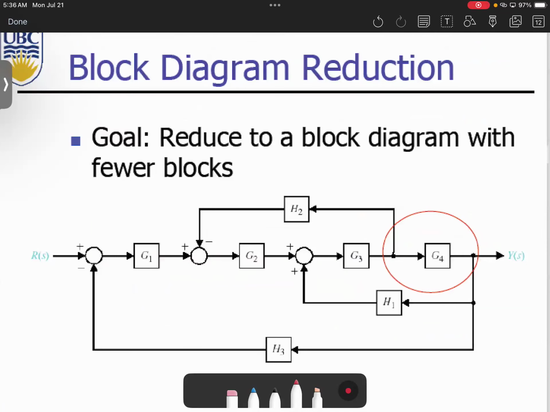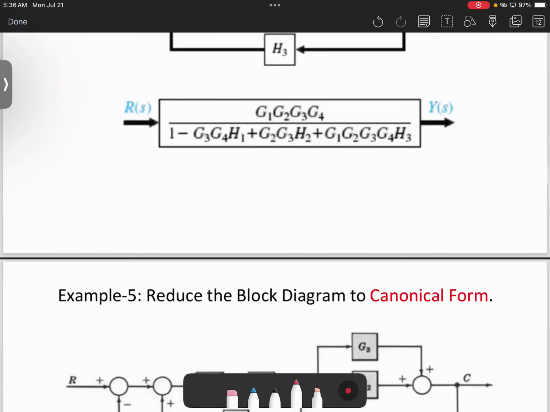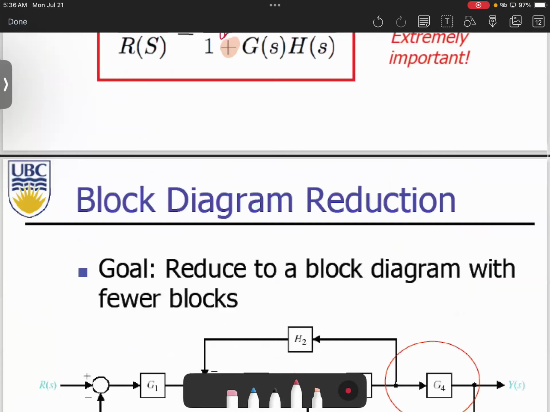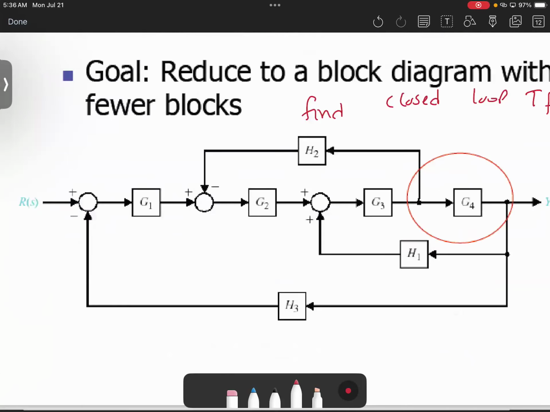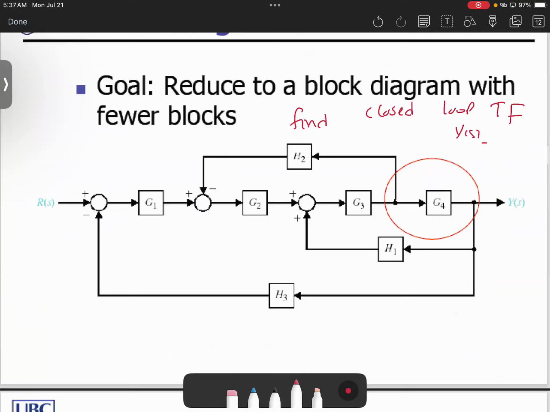Block diagram reduction. The goal here is to convert this block diagram, the first thing to canonical form, the second thing to the closed loop transfer function. Here I'm going to do it as a closed loop, not the canonical one. My goal is to find the closed loop transfer function. We need to find Y of s over R of s.